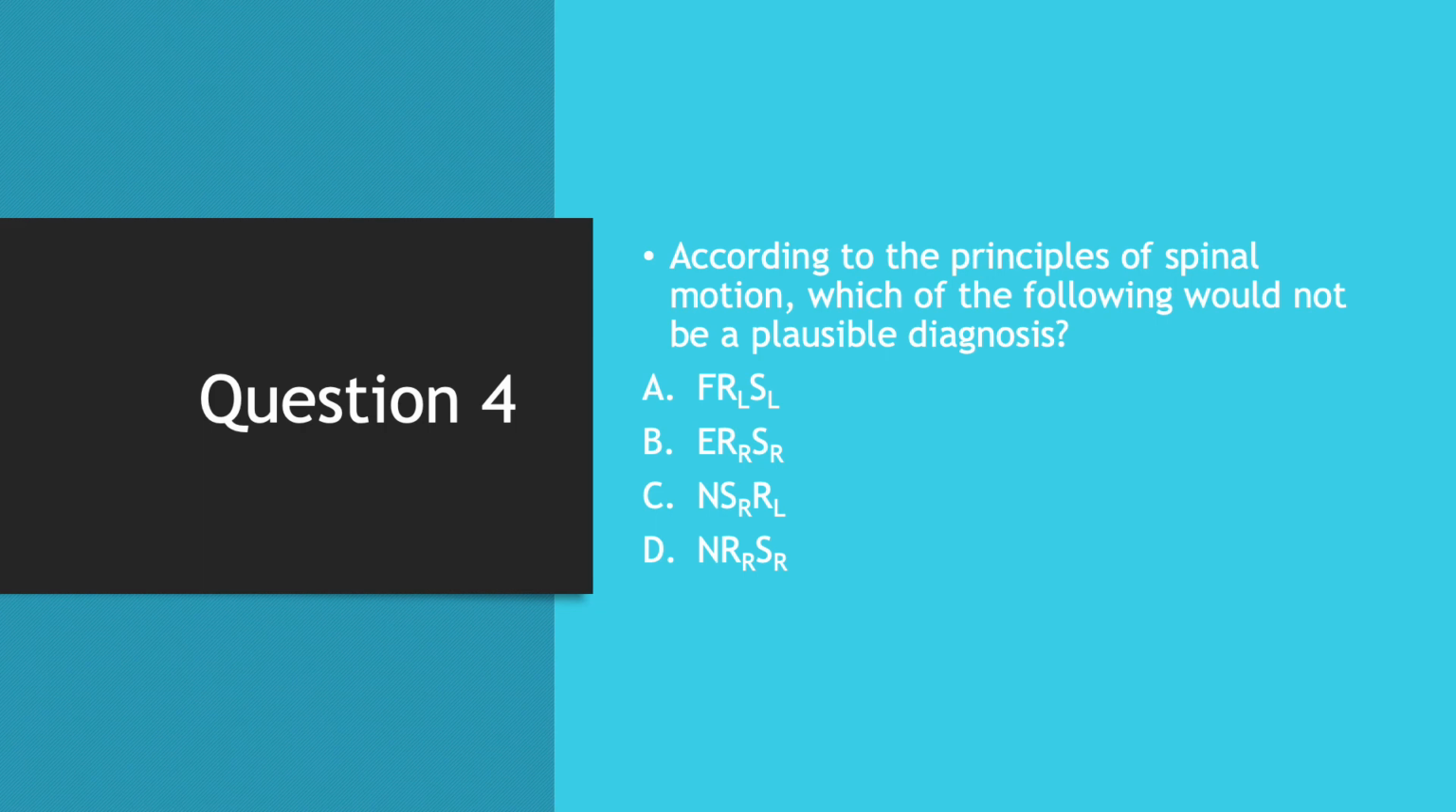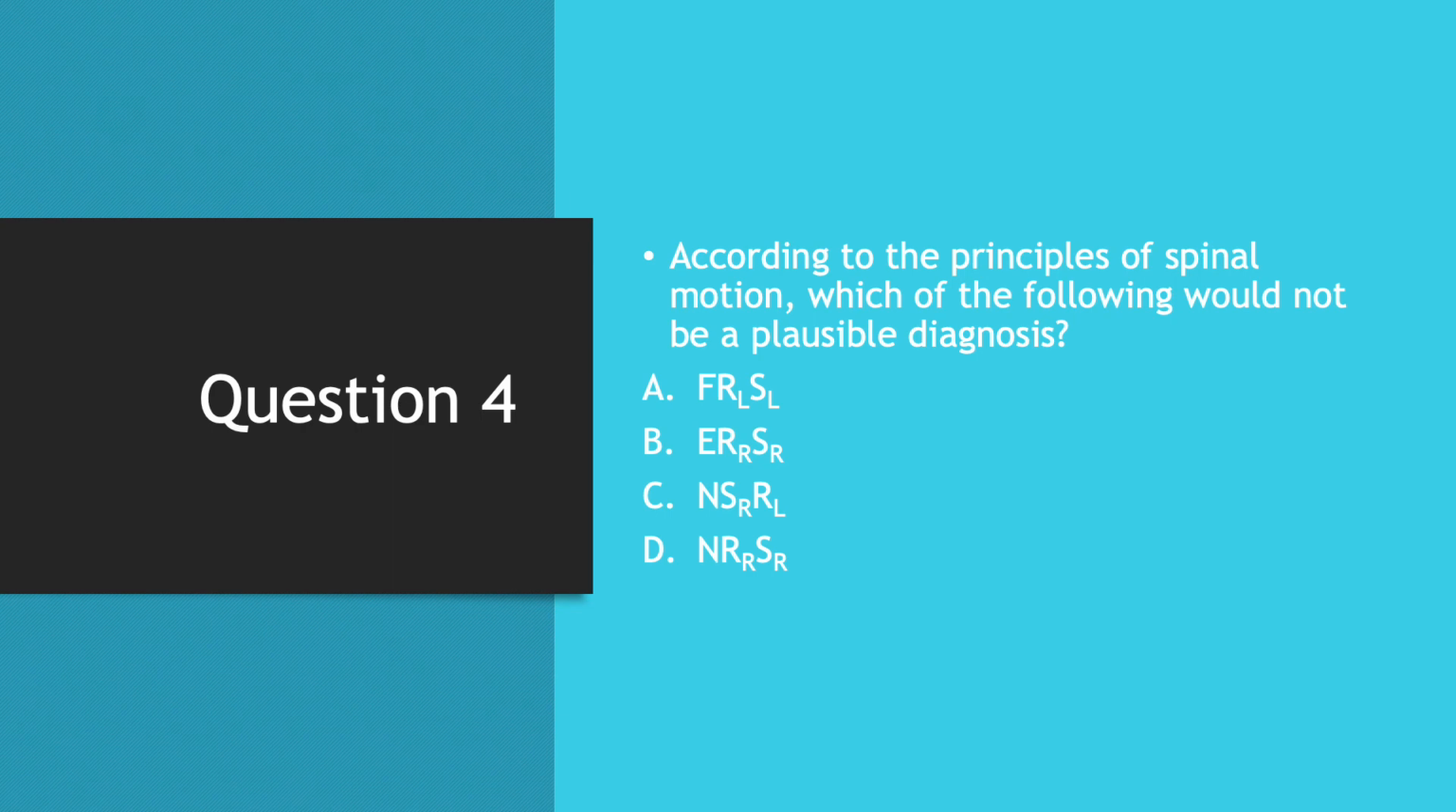According to the principles of spinal motion, which of the following would not be a plausible diagnosis? Flexed, rotated left, side bent left; extended, rotated right, side bent right; neutral, side bent right, rotated left; and then neutral, rotated right, side bent right.